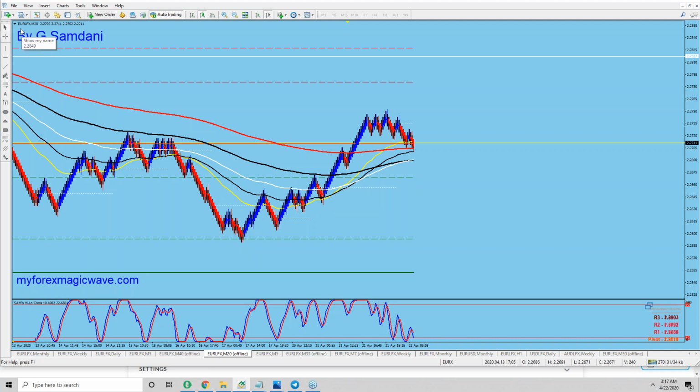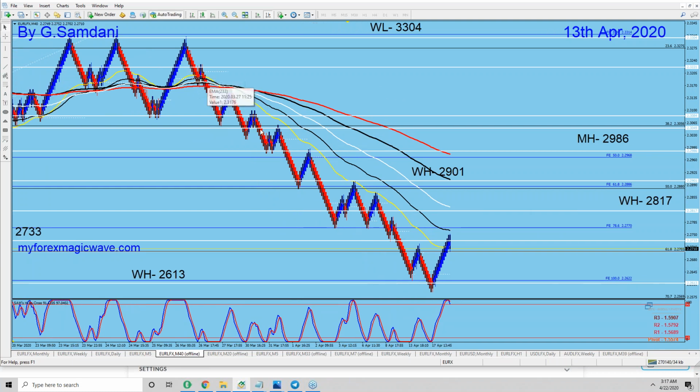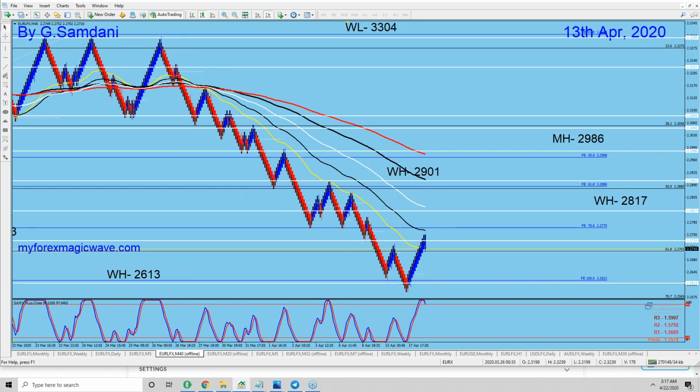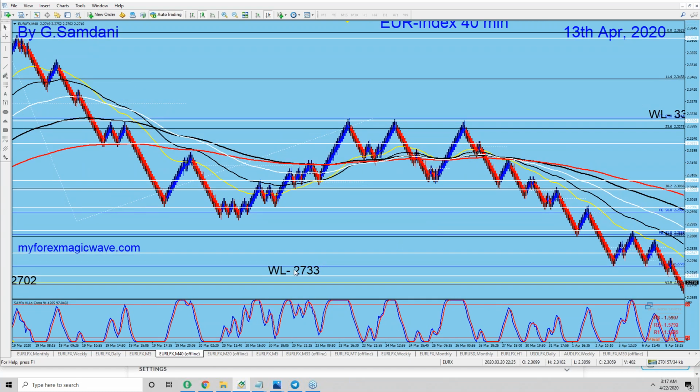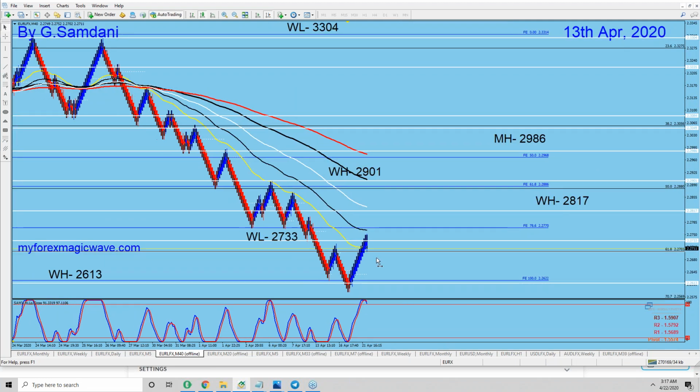Look, this is a Euro Aussie 20-minute chart, and this is the 40-minute chart, right? Now the 40-minute chart has dropped very nice and clean, and right now it is making a bounce from 2613, and it went up to 2733, and now it's making a nice short setup. But it is dangerous to go down now because it went down in a straight line all the way there, right?